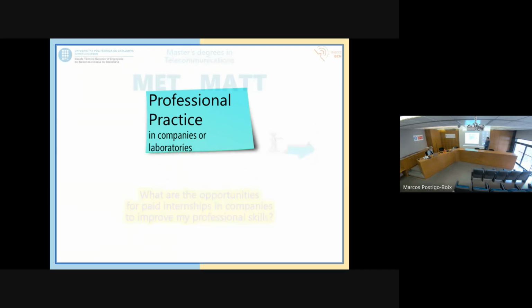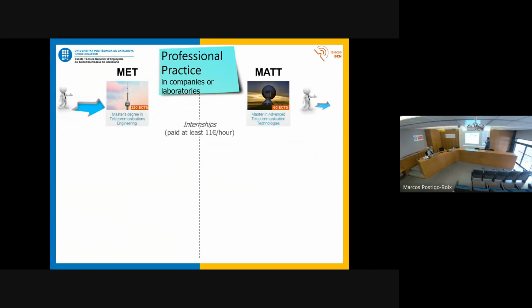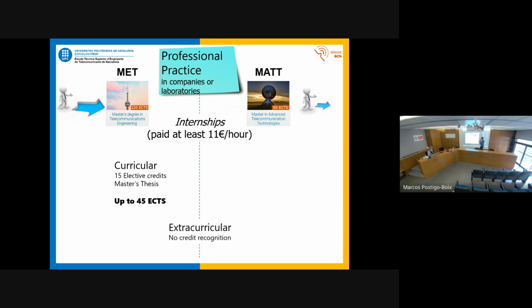Regarding the professional practice in companies or laboratories, in both masters you have the option of doing internships. These internships are paid at least 11 euros per hour. In the case of the Master MET, you have the option of doing curricular internships. This means that you can recognize 15 credits of the master by doing these internships, and you can also do your master thesis in an internship. So you can follow up to 45 ECTS, 1.5 semesters, in a company doing an internship, and these credits will be recognized in the master.